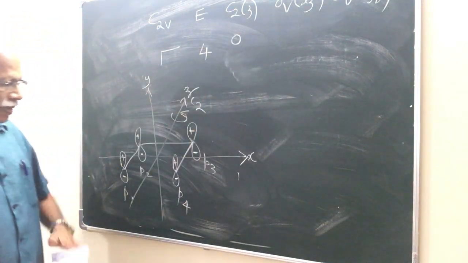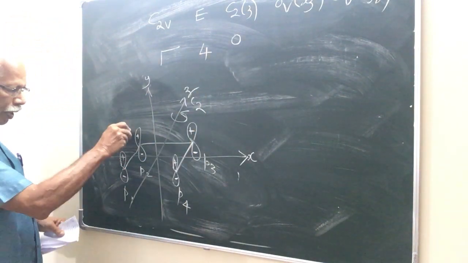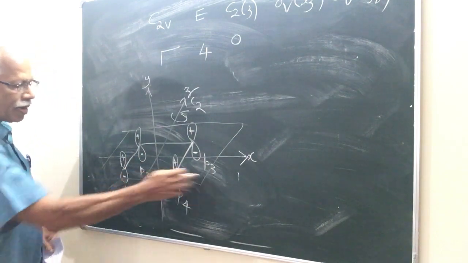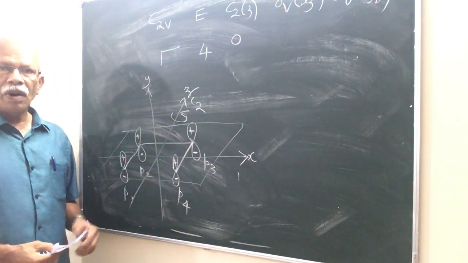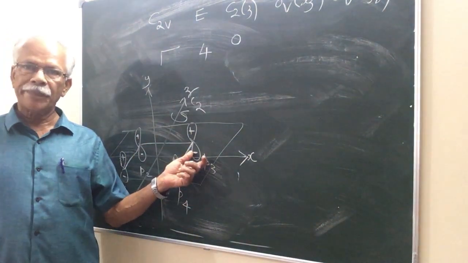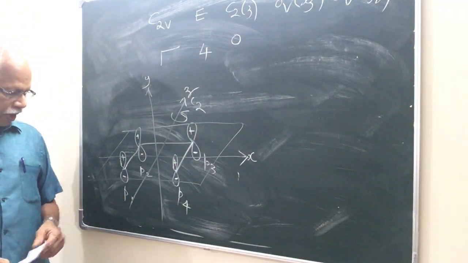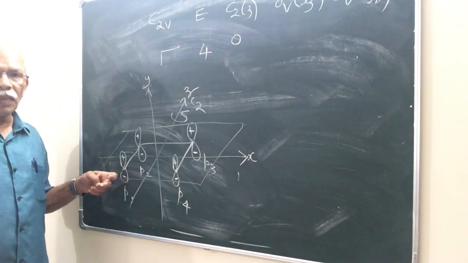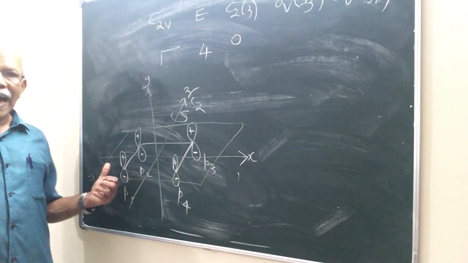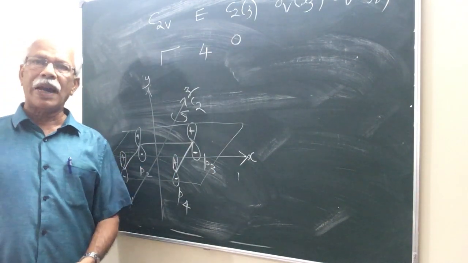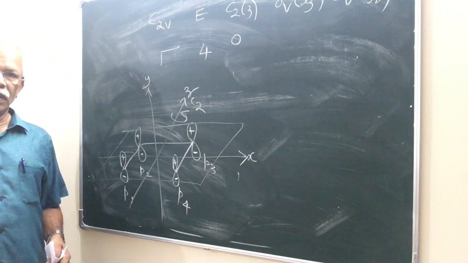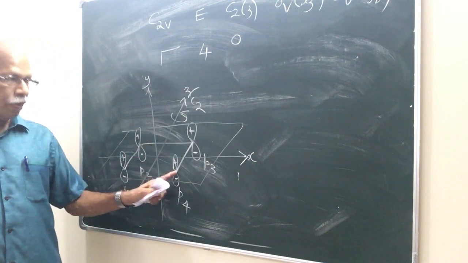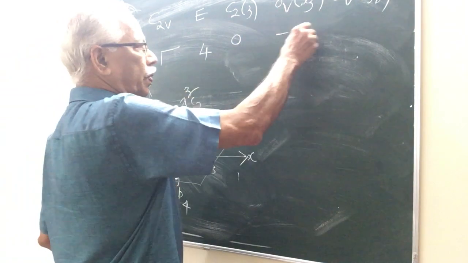What is sigma V XZ? The plane of the molecule. This is the molecular plane, XZ. All the p orbitals remain there, but because of reflection, the negative lobe comes to the top and the positive lobe comes to the bottom. So as if every orbital is multiplied by -1. So -1, -1, -1, -1, it becomes -4.